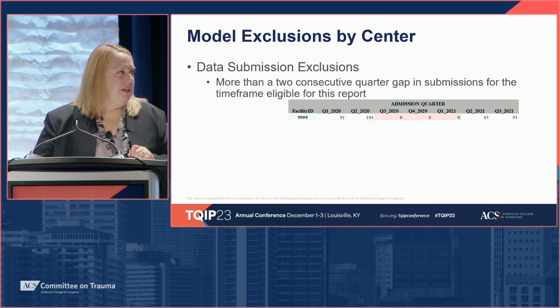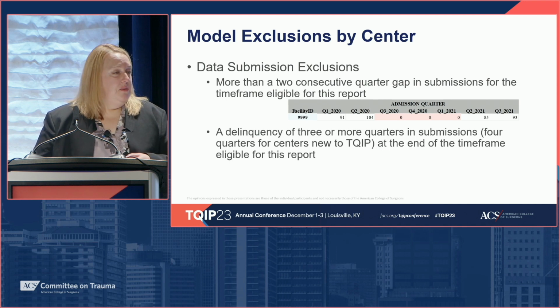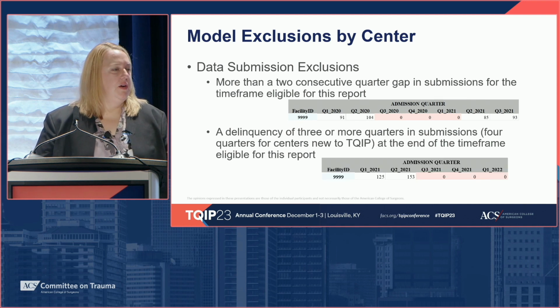This center would be excluded from all modeling in this case. Similarly, a delinquency of 3 or more quarters in submissions at the end of the time frame eligible for the report would also exclude a center. So this is another scenario that we're looking at, Q1 2021 through Q1 2022, and you can see that there's 3 consecutive quarters at the end there where there has been no submitted data. And so this center would be excluded from modeling as well.